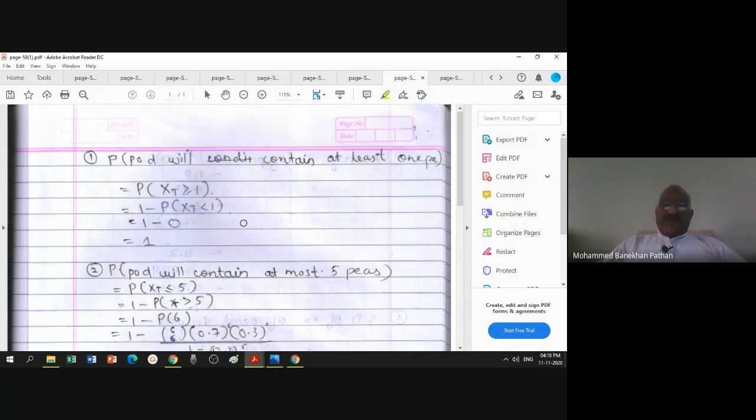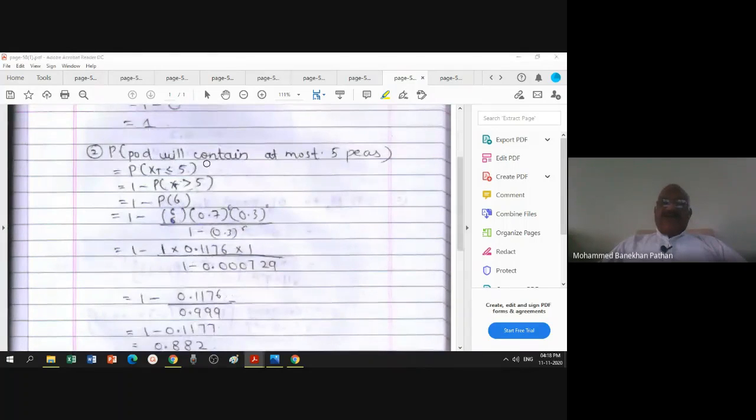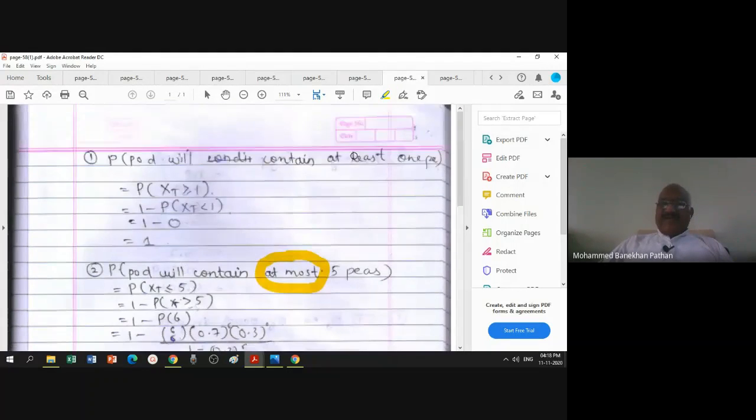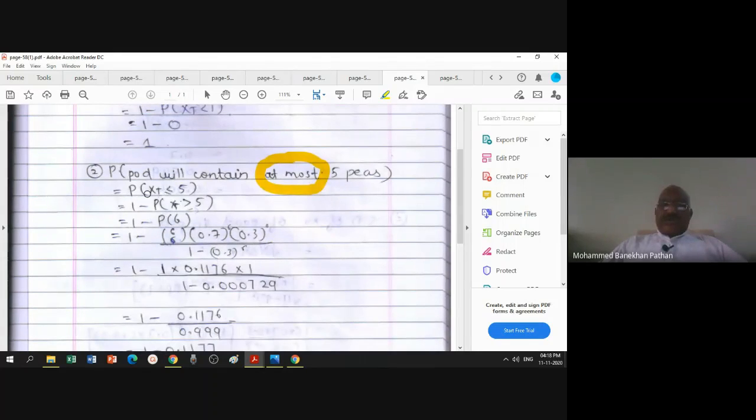Bit number 2, probability a pod will contain at most 5 p's. When I say at most, it is maximum. So you have to start with the given number and come down: 5, 4, 3, 2, 1. When there is at least, start from the given number and go up till possible. That is the concept of at least, at most. So probability of Xt less than or equal to 5. Now, if I want to make this direct calculation, I have to add probability 1, 2, 3, 4, 5. I can reduce this calculation by the result of complement, 1 minus the opposite of this.